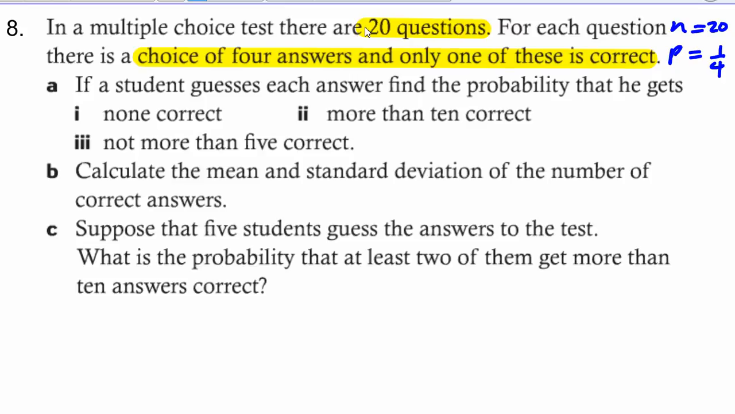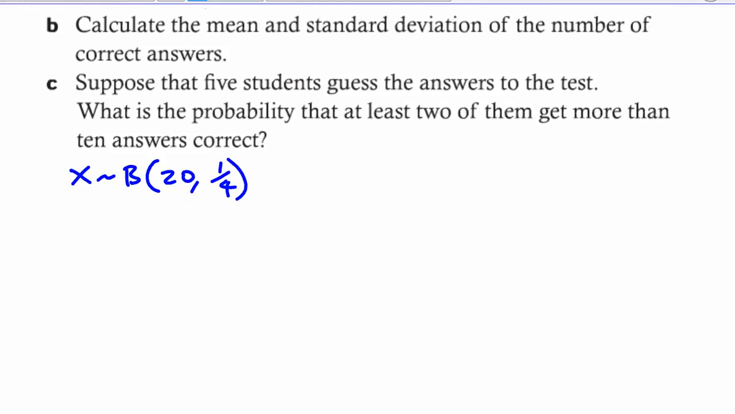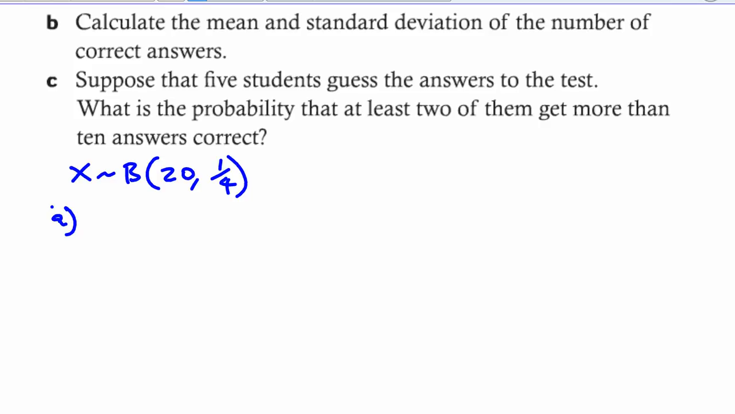So we can say that x follows a binomial distribution with parameters 20 and a quarter. So if a student guesses each answer, find the probability that he gets none correct. So what we need to find here is the probability that x is equal to 0. And to do that, you can use your calculator.